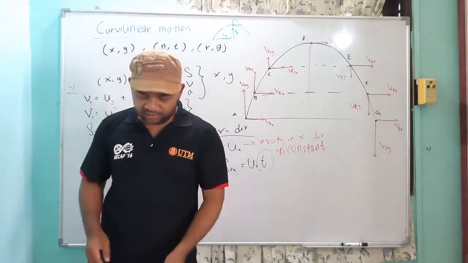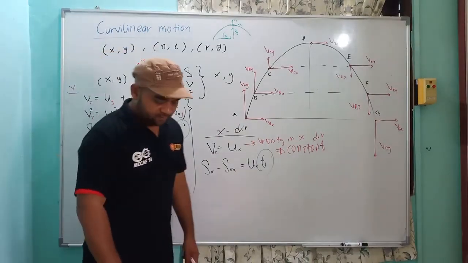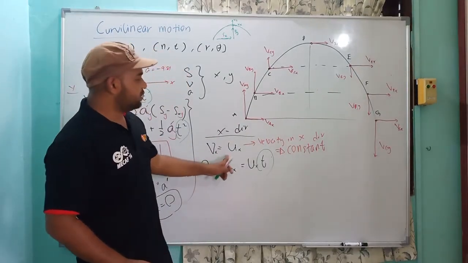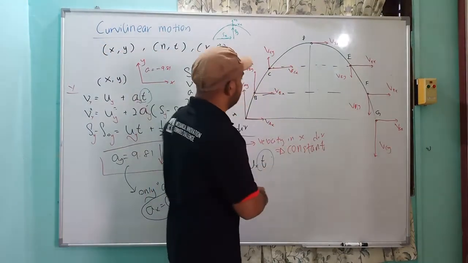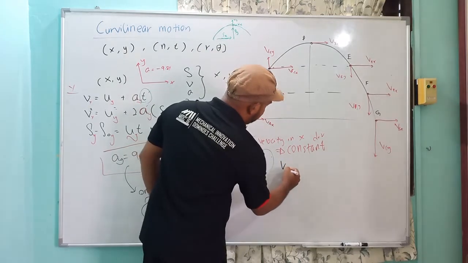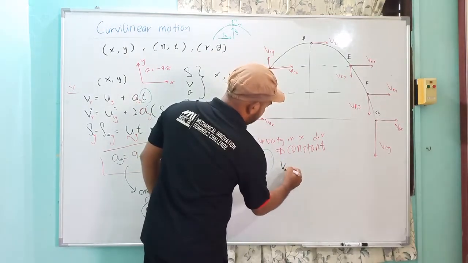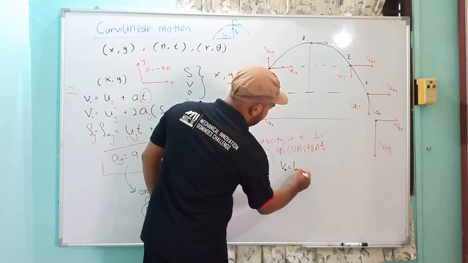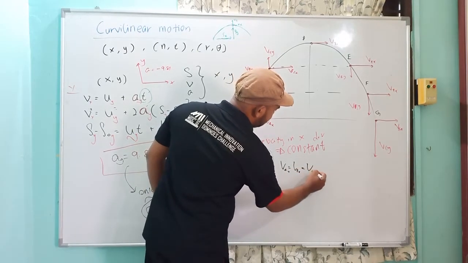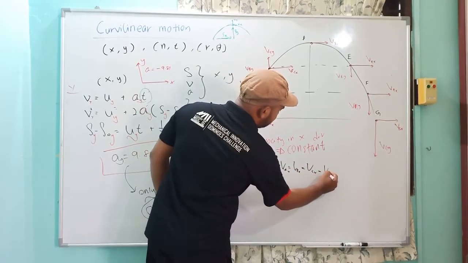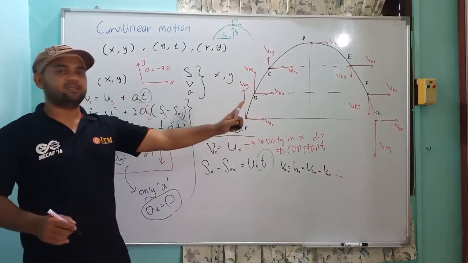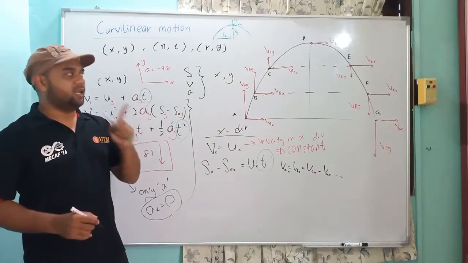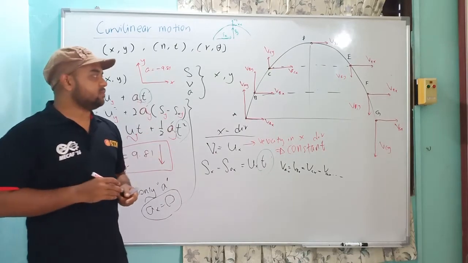Okay, several things that you need to notice here. First one, the velocity in x direction is constant, so we have the same here, meaning that VAX equals VBX equals VCX equals VGX, and so on. Velocity in the x direction is always constant in terms of magnitude and also direction.